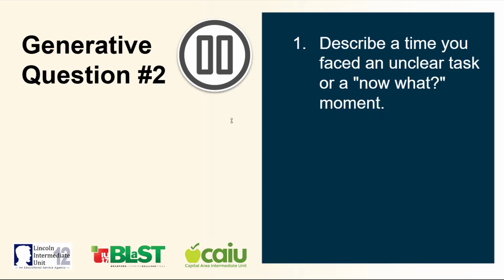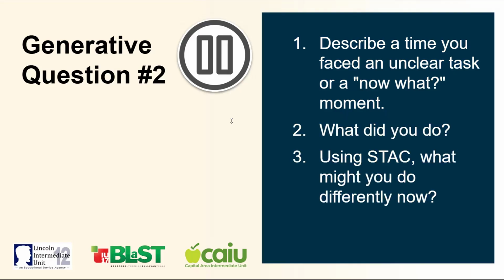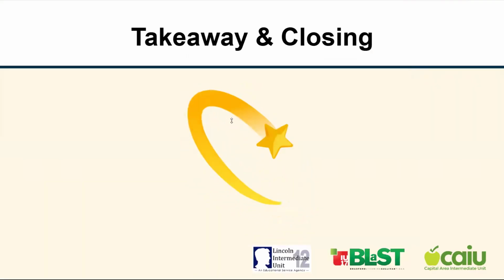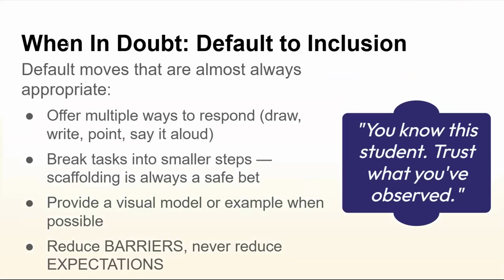Describe a time you faced an unclear task or a now what moment. What did you do? Using this STACK, stop, think, act, communicate, what might you do differently now? Write it down on your reference card, your guidebook. Go ahead and pause. Again, there's a specific spot for this for you. All right, moving on to takeaways and closings.